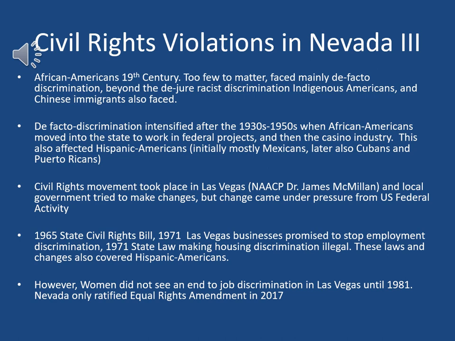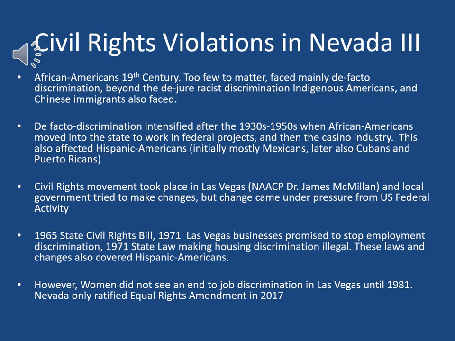When it comes to African Americans, in the 19th century there were too few to matter and they faced mainly de facto discrimination beyond the de jure racist discrimination that indigenous Americans and Chinese immigrants also faced. So they were not specifically targeted by Jim Crow style legislation. They just were covered by the general hatred of the white majority for any racial minority group. The fact of discrimination specifically against African Americans intensified after the 1930s and 1950s when African Americans moved into the state to work in federal projects and then the casino industry. This discrimination also covered Hispanic Americans, which initially were mostly Mexicans, but after also Cubans.